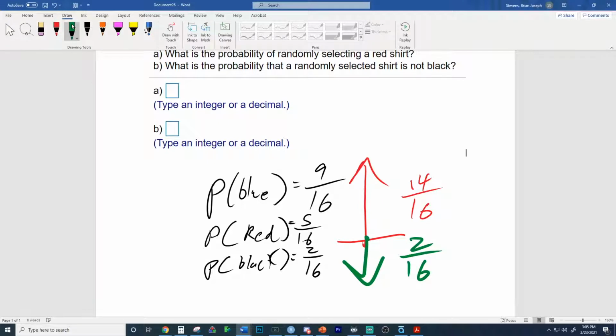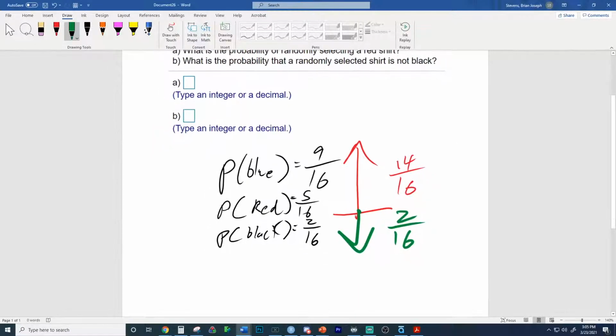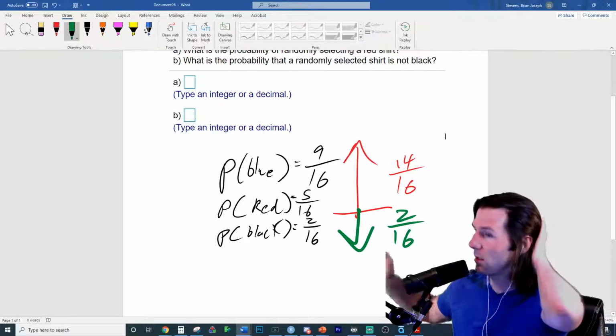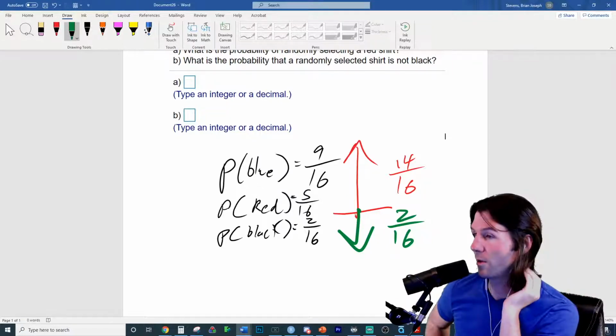So either the shirt is black or it is not black. Does that make sense, Cooper? My shirt today is blue. I had the higher probability of 9 out of 16, but you can also separate this into other things like the shirt is black or not black and create this dichotomous relationship where you have complements.